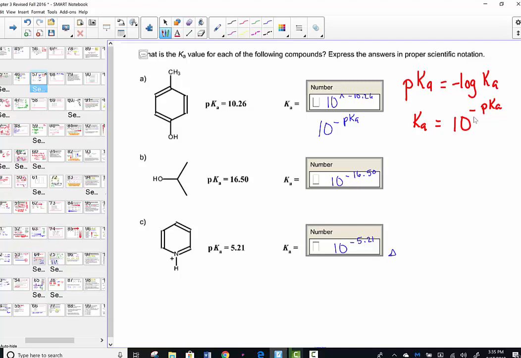Let me just model my calculator. I have it nearby. I'll model one of these three. I'm typing in 10. I hit the up caret key, and then negative 5.21 for the last example there. And my screen reads 6.165, so I'll keep 3 sig figs. 6.17 times 10 to the negative 6. No units on that value.